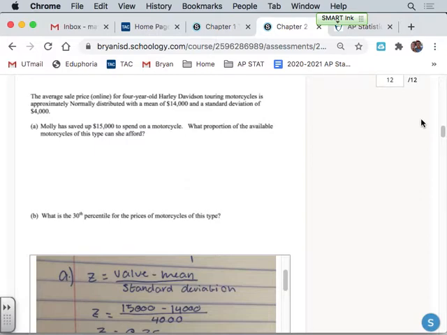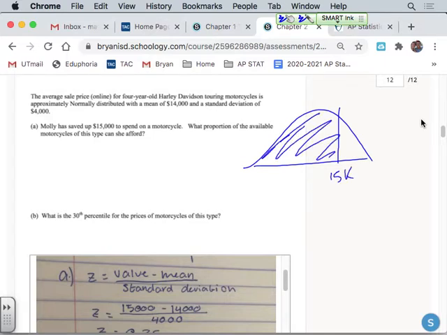But on this one, you do a z-score, and she only has $15,000 to spend. The mean is at 14,000. So if she only has 15,000 to spend, that would be 15,000, and this is all the room in my budget, less than. So you do the z-score, look it up on the table, and get your answer.